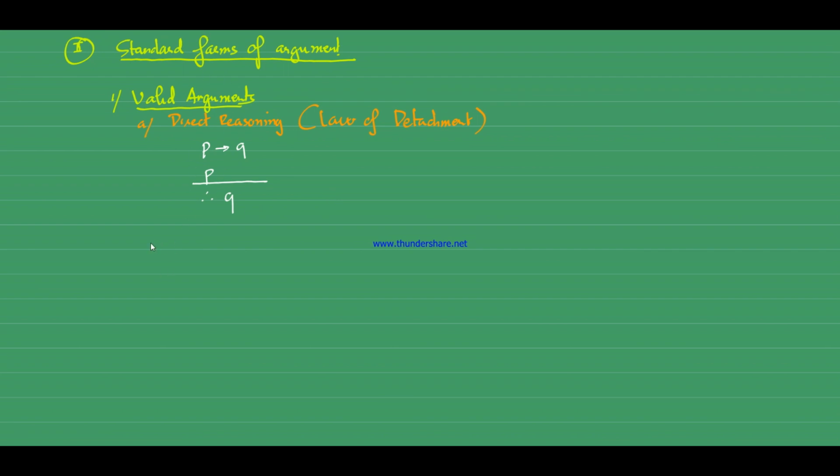The second valid argument, we call that contrapositive reasoning. And this one, we call that law of contraposition. So the law of contraposition goes like this. You have P implies Q.